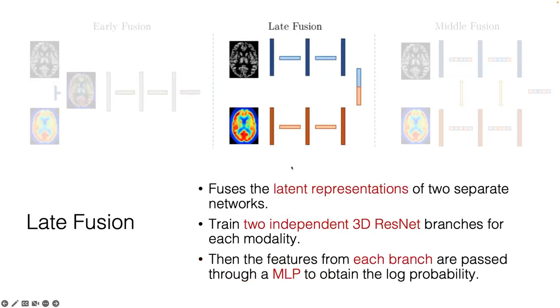We then have the idea of late fusion, which is, rather than combining the images themselves, we fuse the latent representations of 2 separate networks.